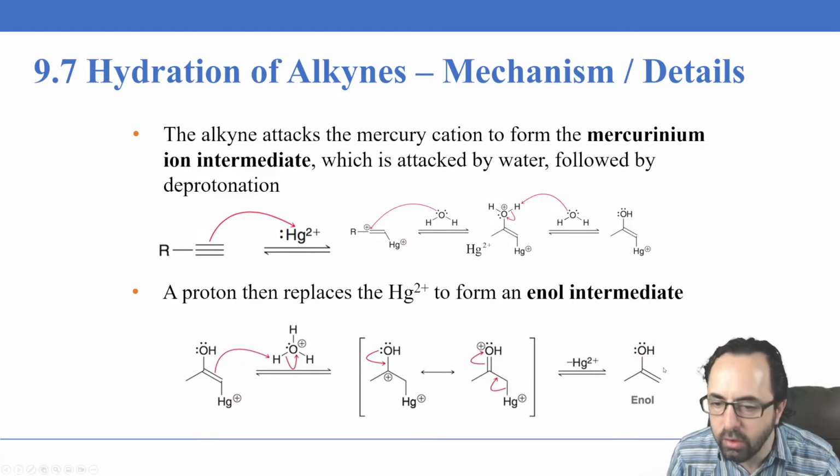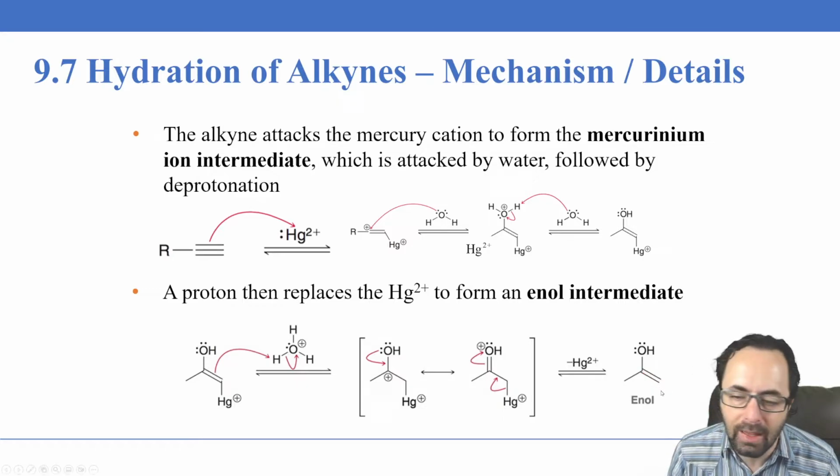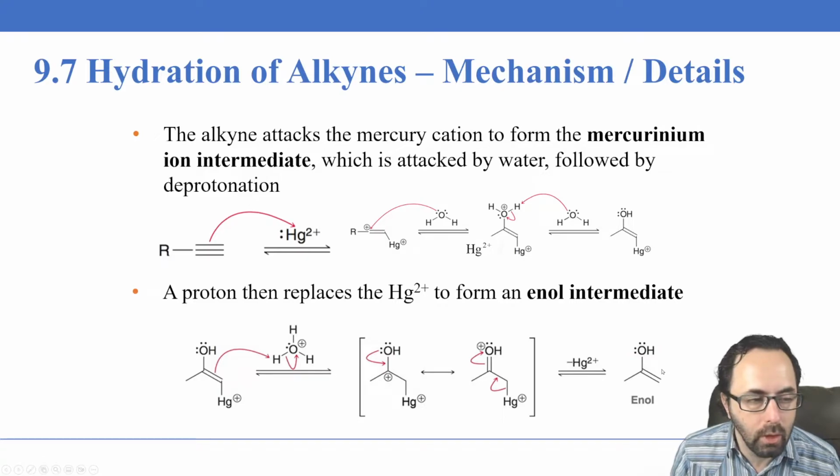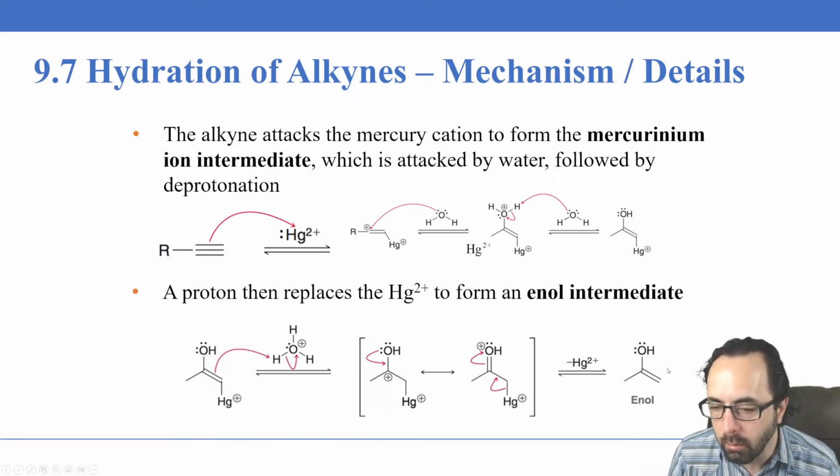And this is what's referred to as an enol. Enol, meaning this carbon is attached in a double bond. That's where the ene comes from. And this carbon is also attached to an OH group. That's where the ol comes from.